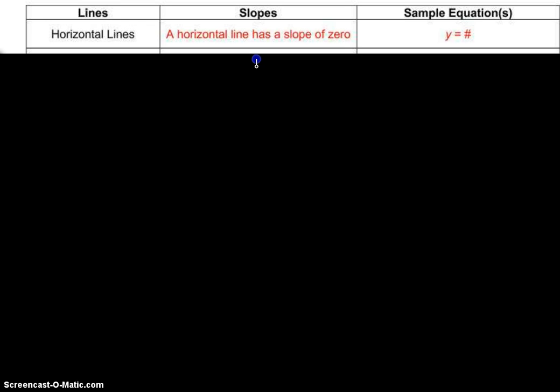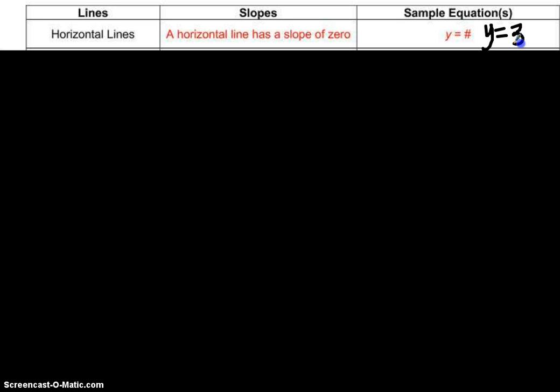Now the last thing I want to go over is special lines and slopes. So here's where I need you to understand the difference between horizontal lines, vertical lines, parallel lines, and perpendicular lines. So let's first look at horizontal lines. If I have a horizontal line, my slope is going to be 0. So my slope is equal to 0. And here's my sample equation. It says y equals the number sign. So for instance, I could write y equals 3. Okay, anything that has y equals and it's just a number, that's a horizontal line.